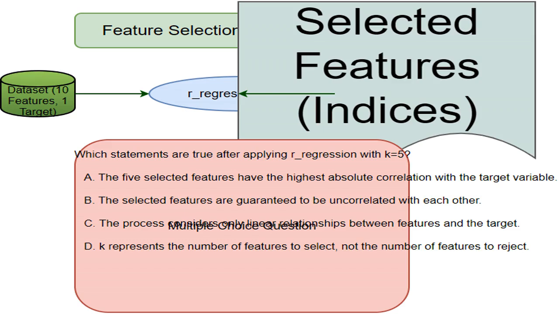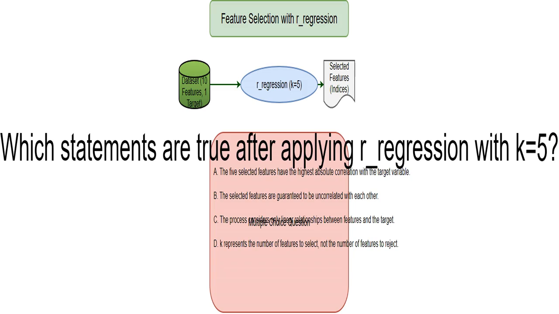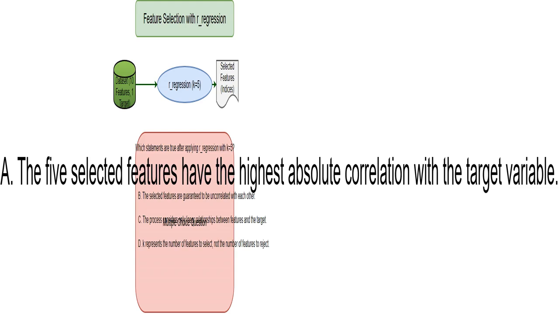After running r_regression, I get a list of the indices, positions, of the 5 features it selected as most important. Now, I need to determine which statements about this process are correct. Statement A says the 5 chosen features have the strongest relationship, correlation, with my target variable. This is important because features with strong correlations are better at predicting the target variable.